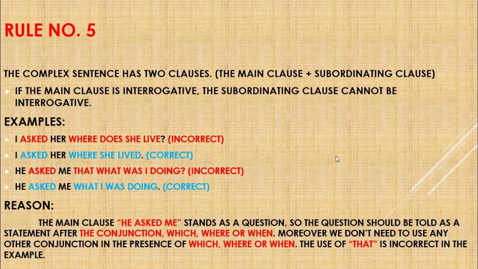As you can see in the examples, "I asked her, where does she live?" is incorrect. The reason is that the main clause, "I asked her," stands as a question. So the question should be told as a statement after the conjunction which, where or when. Moreover, we don't need to use any other conjunction in the presence of which, where or when. So the use of "that" is incorrect in the example. The correct sentence is, "I asked her where she lived."